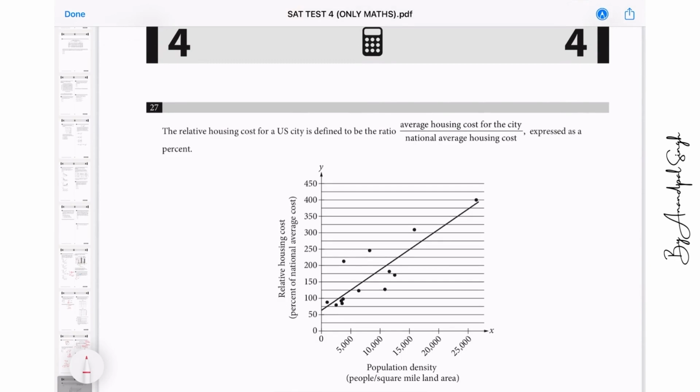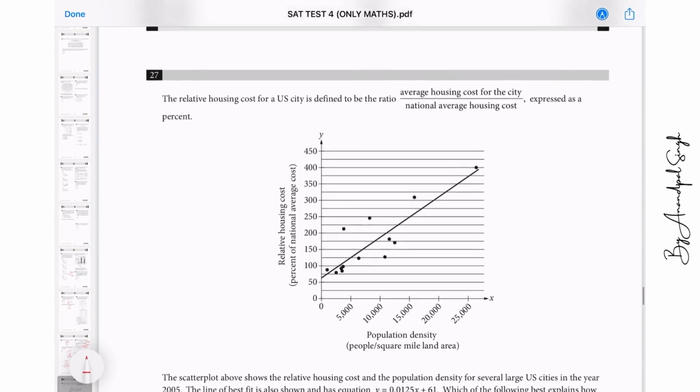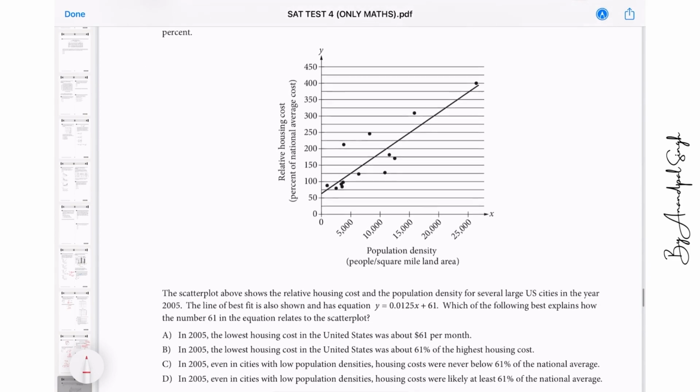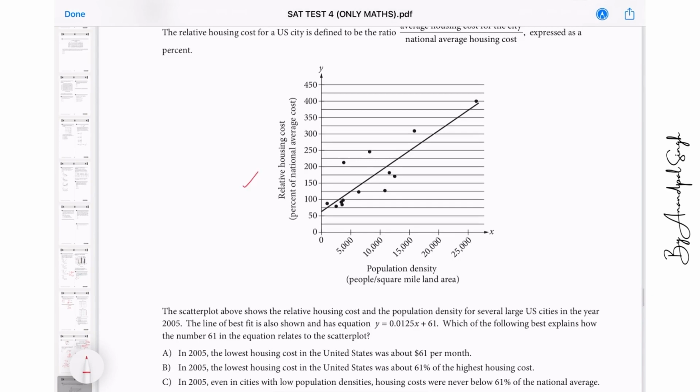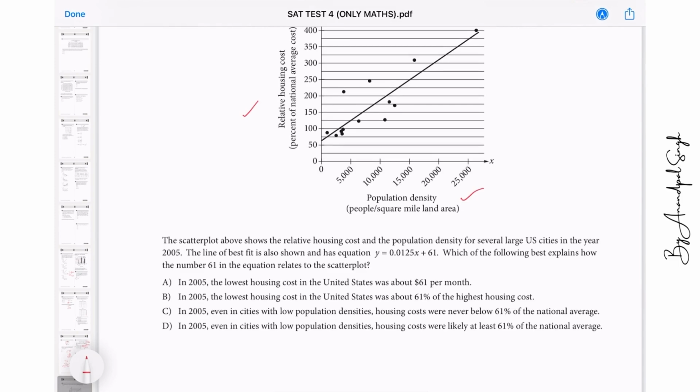Question number 27 says the relative housing cost of a US city is defined to be the ratio of average housing cost of the city over national housing cost, expressed as a percentage. So this is relative housing cost and this is the population density. The scatter plot shows the relative housing cost and the population density of several large US cities in the year. The line of best fit is this. Which of the following best explains 61 as related to the scatter plot? Now what is the meaning of y equals 61?